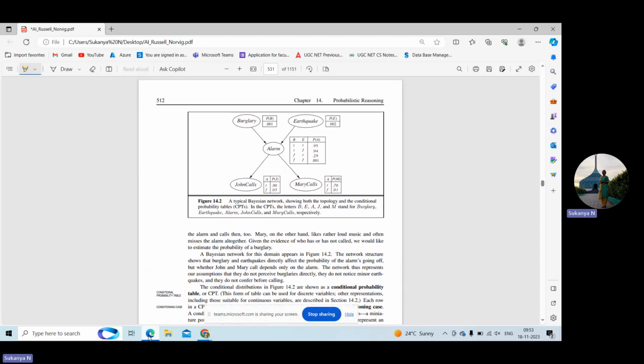And what about this burglary? There will be a probability of true. If it is true, consider the value 0.001. And what about the probability of false? It is 1 minus p, in the sense 1 minus 0.01. Like this, we can define the probability for all the conditions, for all the variables.